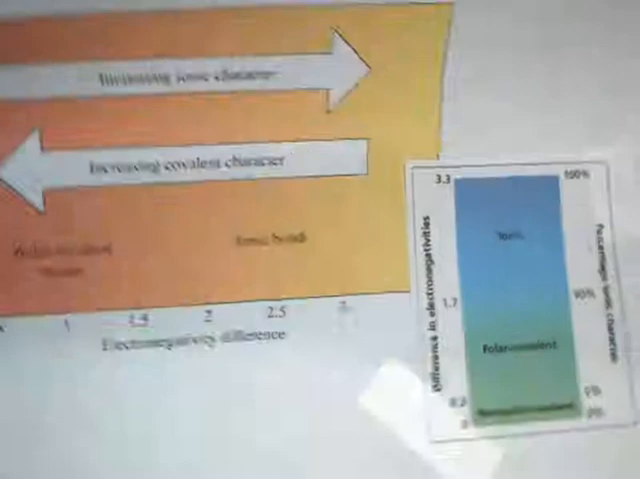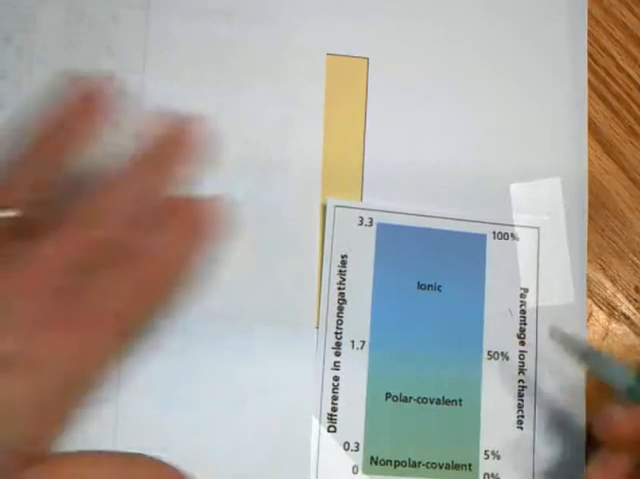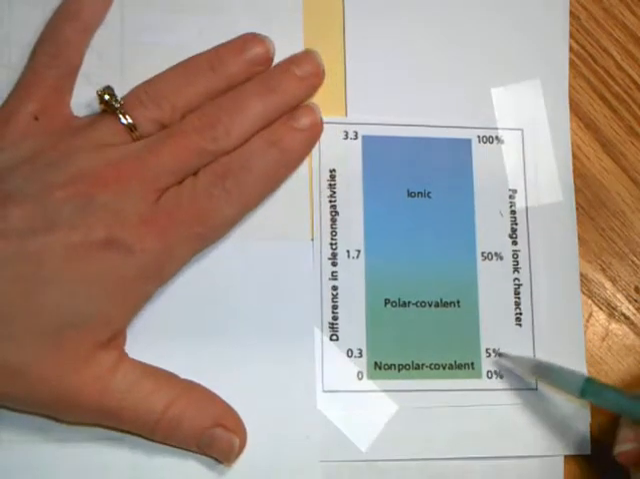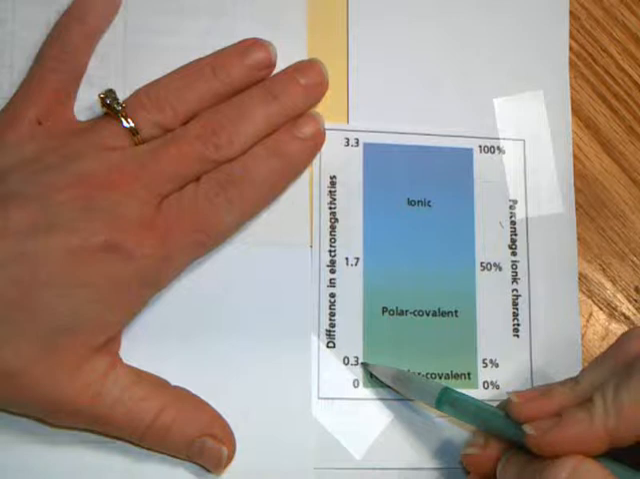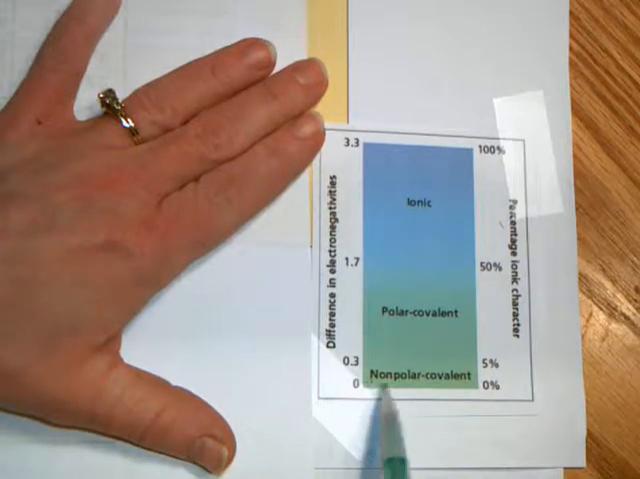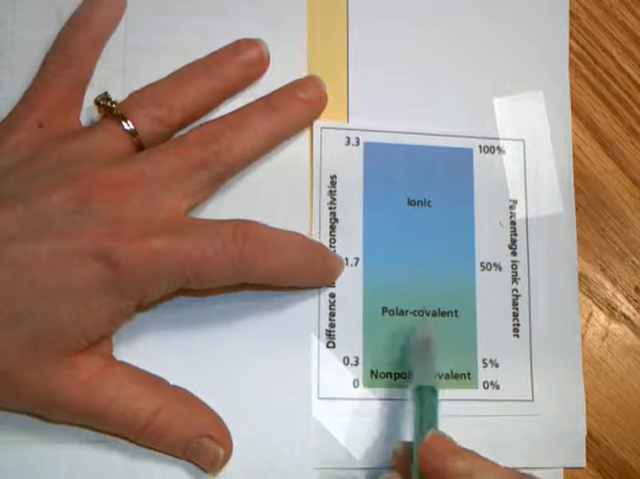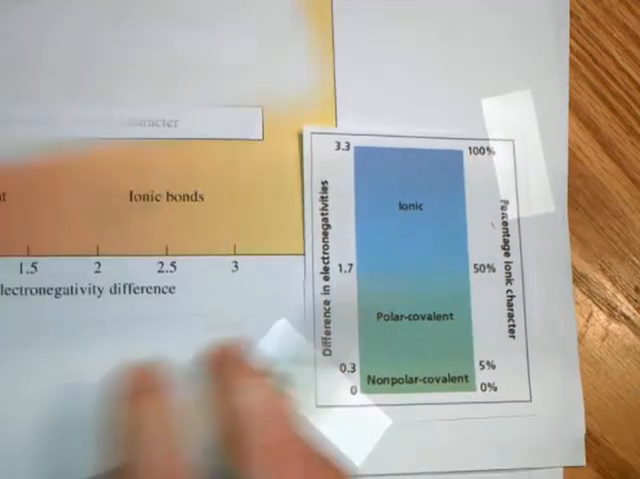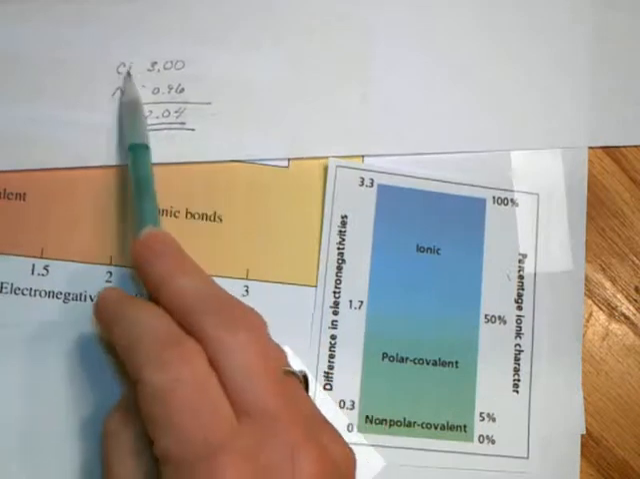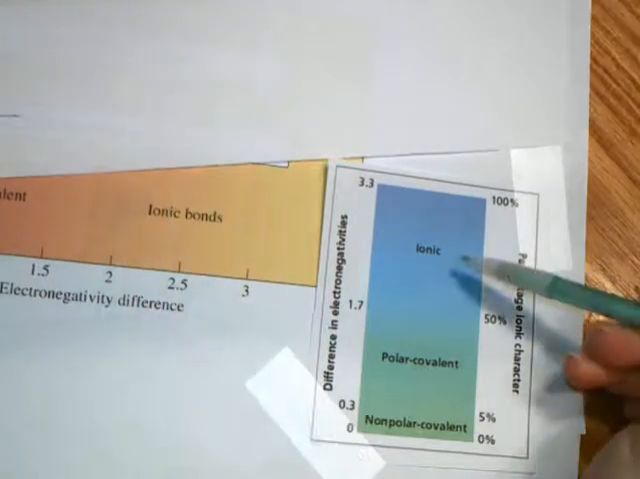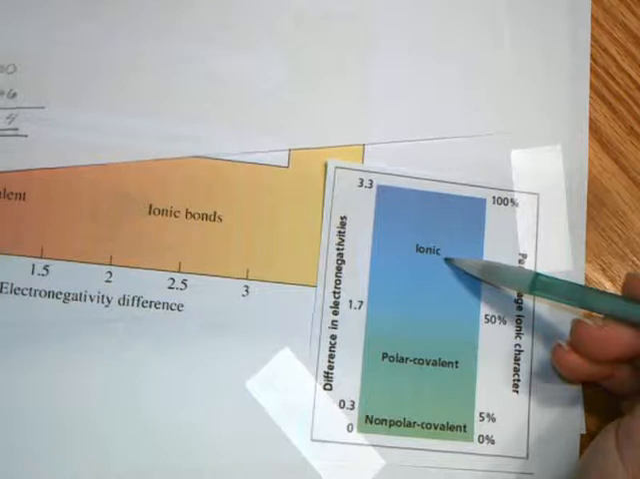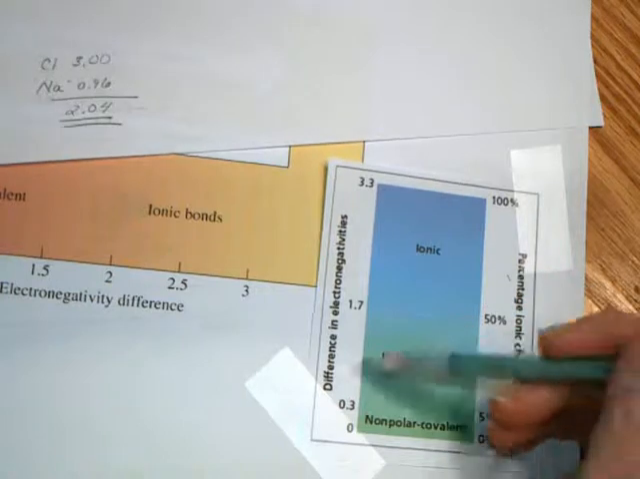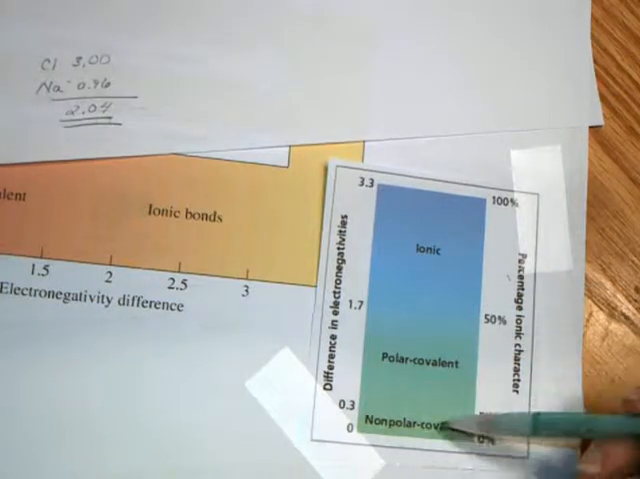The relative scale is shown, and your book goes through this also. If we have an electronegativity difference between our elements of 0 to 0.3, it falls under the classification of nonpolar covalent. 0.3 and 1.7, polar covalent. 1.7 and 3.3, ionic. So our sodium and chlorine difference, 2.04, puts us in the ionic realm, which we know. But what is the business with this polar and nonpolar covalent?